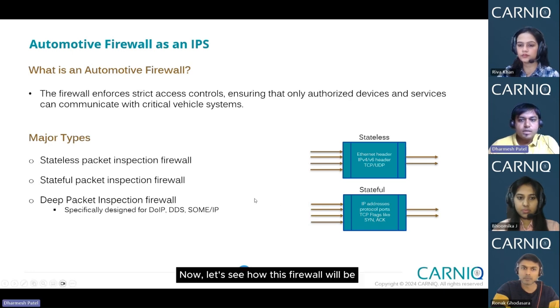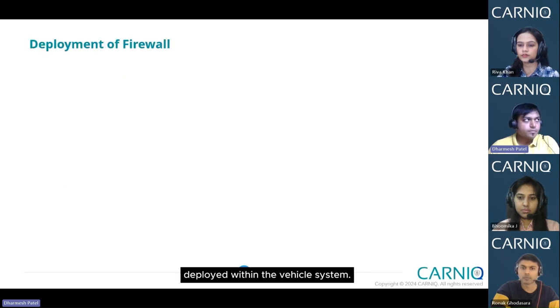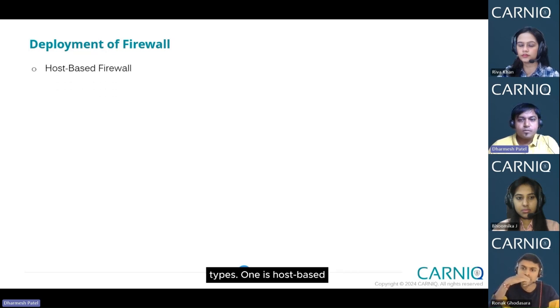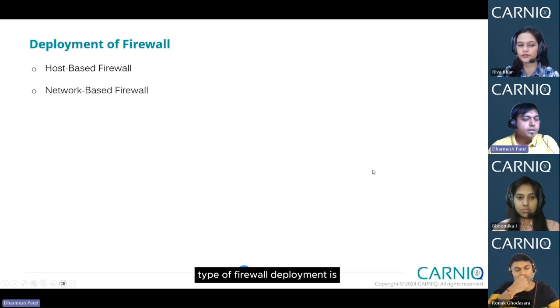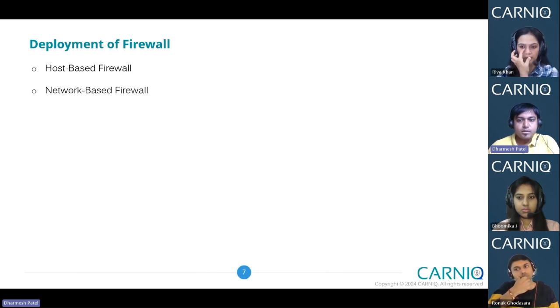Now let's see how this firewall will be deployed within the vehicle system. For the deployment also, there are two types. One is the host-based firewall, a firewall on small end ECUs, which typically caters to certain use cases and is only for the ECU level. For example, an electronic vehicle charging ECU, to monitor the charging related traffic and set certain rules to prevent certain attacks. Another type of firewall deployment is the network-based firewall.